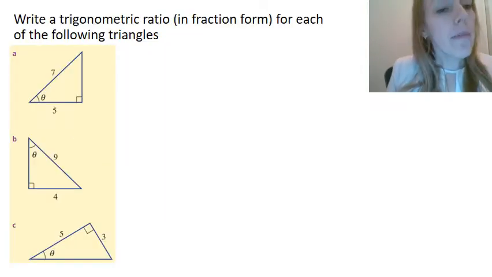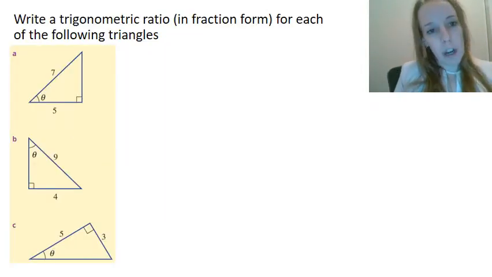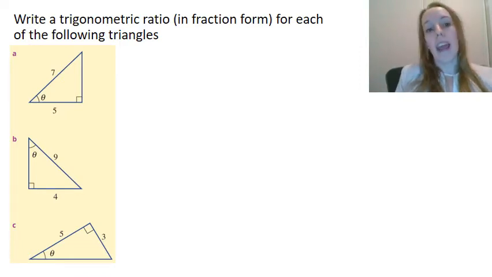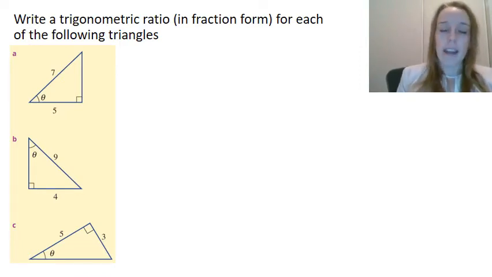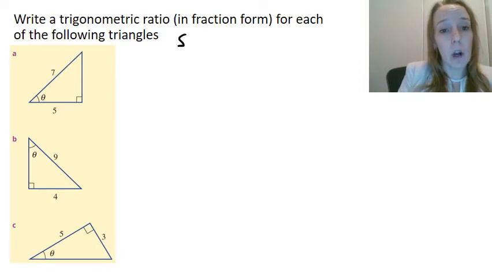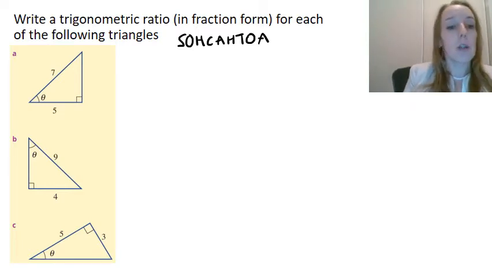Okay, so our next question says, write a trigonometric ratio in fraction form for each of the following triangles. Now, this is when we need our SOHCAHTOA. So you could write that down if you want to, and it will help us with writing our ratios. So we'll look at our first one here, which is A.